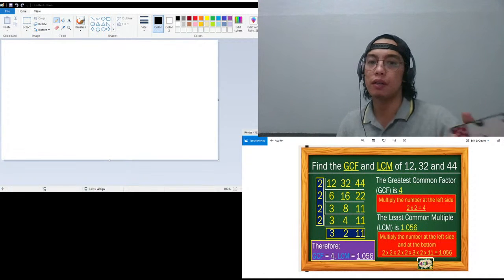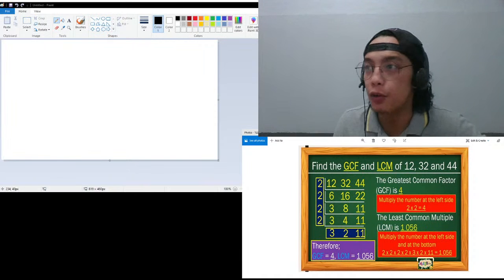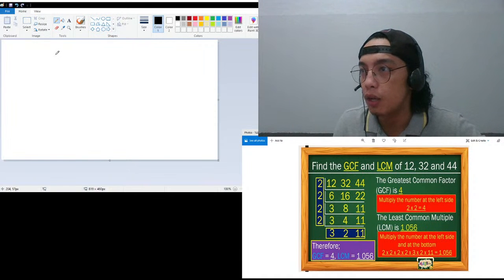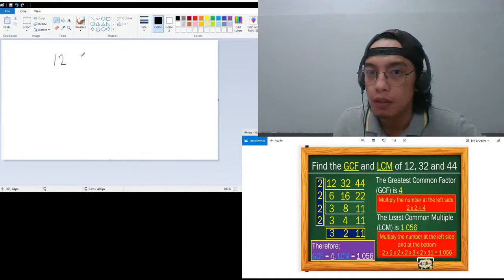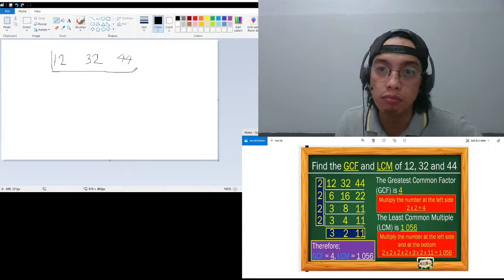Let's just try this one. Let's write 12, 32, and 44. So 12, 32, and 44. Okay, what is the smallest number that we can divide all three by? 2.